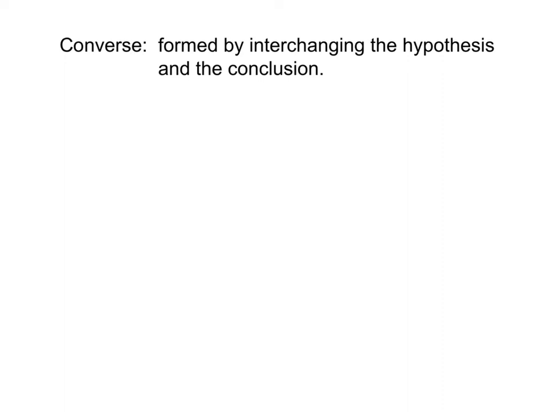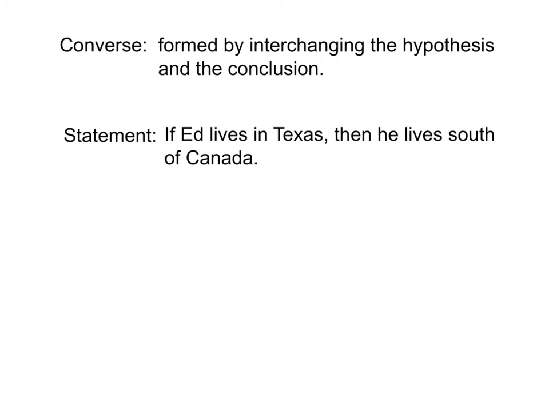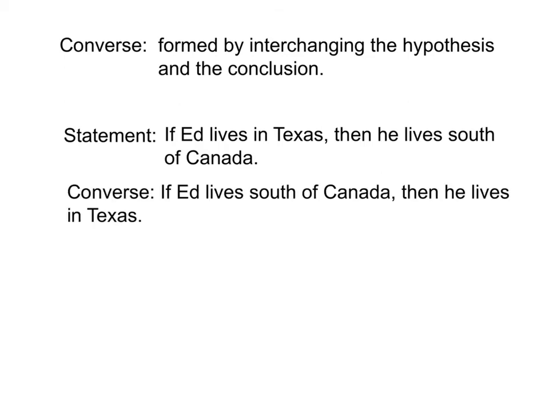Let's look at an example. So let's look at this statement. If Ed lives in Texas, then he lives south of Canada. Now, this is obviously a true statement because every place in Texas is indeed south of Canada. So here's a true statement. Now, a converse for this statement reads, if Ed lives south of Canada, then he lives in Texas. Well, this is not necessarily true because he could live in Kansas, which is south of Canada, but that's not Texas. So here's a case where the original statement is true, but the converse is false.